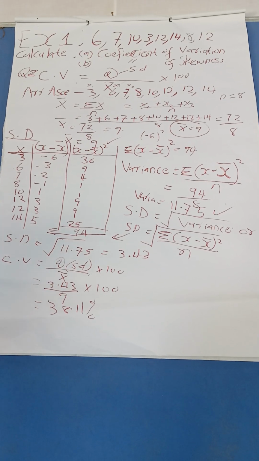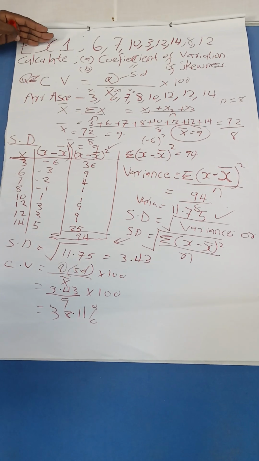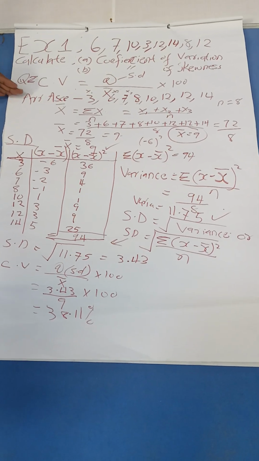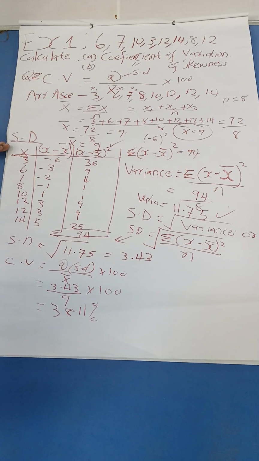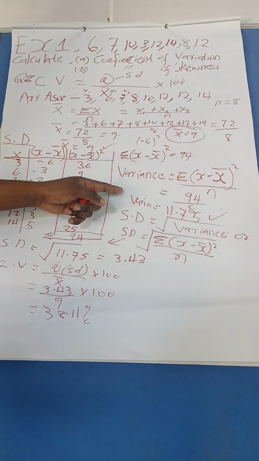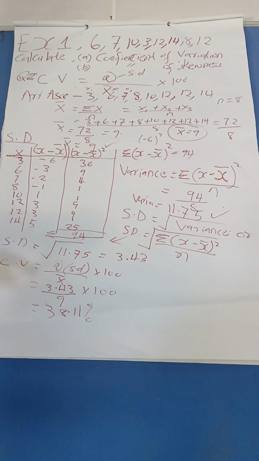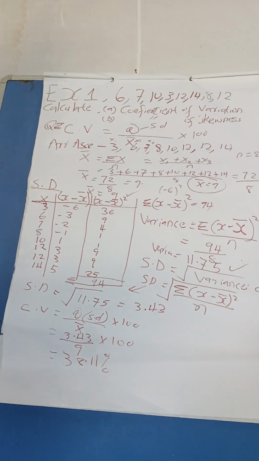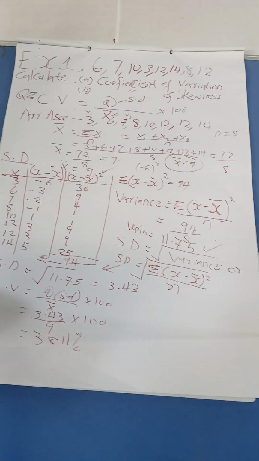So you see, the first thing you have to do is arrange your data in ascending order. After that, calculate the mean. After you calculate the mean, come and calculate the standard deviation, the way we have done it here. Then just insert the values in the formula of the coefficient of variation. You have done a good job.